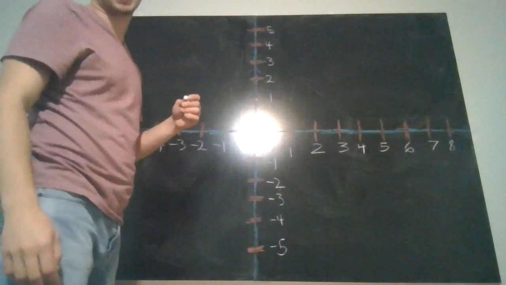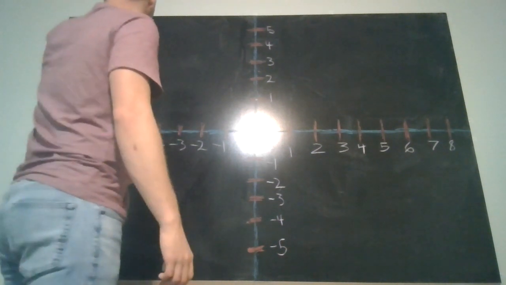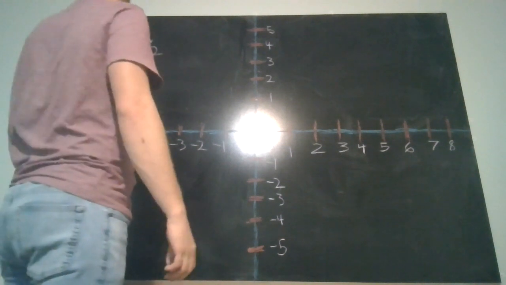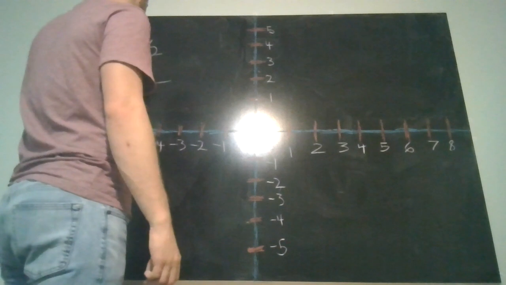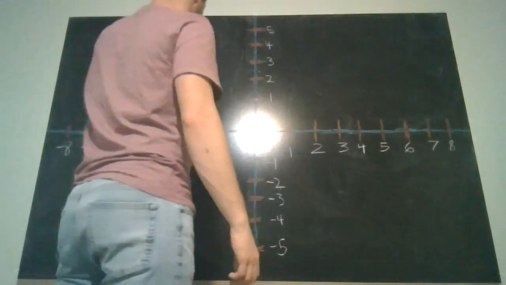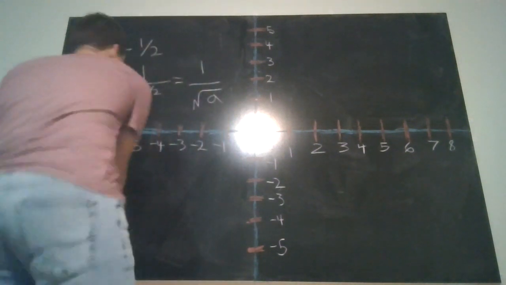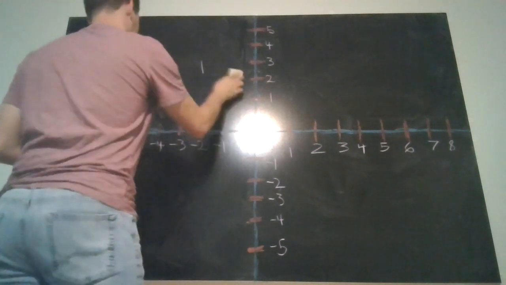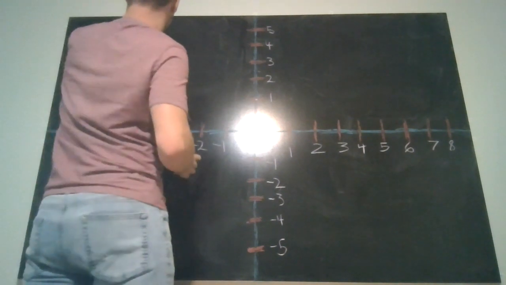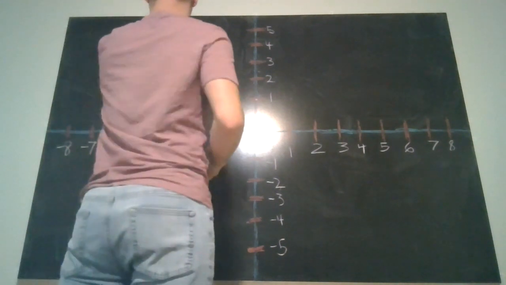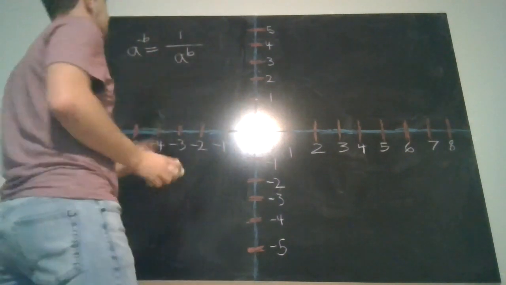Now, what if we have a negative exponent? If we have a to the negative 1/2, that is equal to 1 divided by a to the 1/2, which equals 1 over the square root of a. In general, a to the negative b equals 1 over a to the b, no matter what b is.